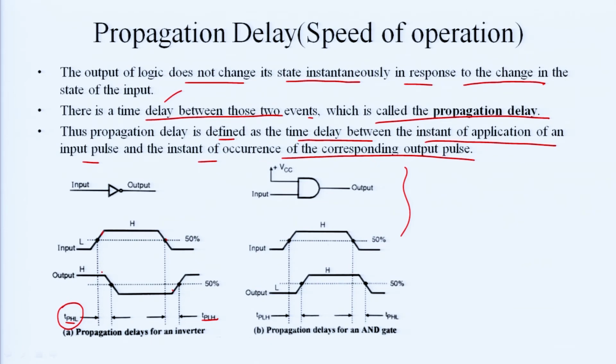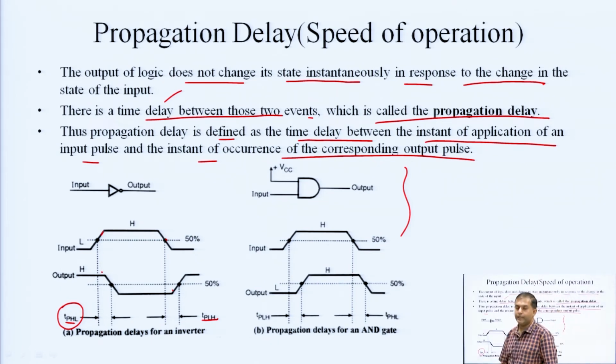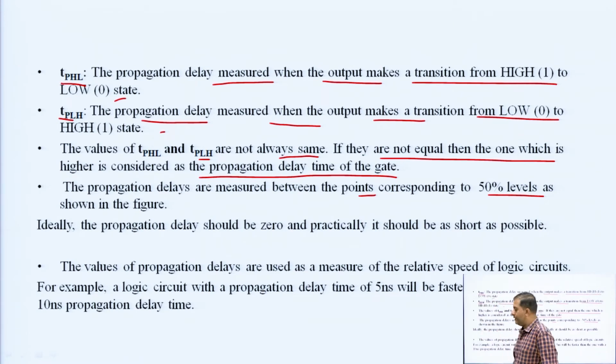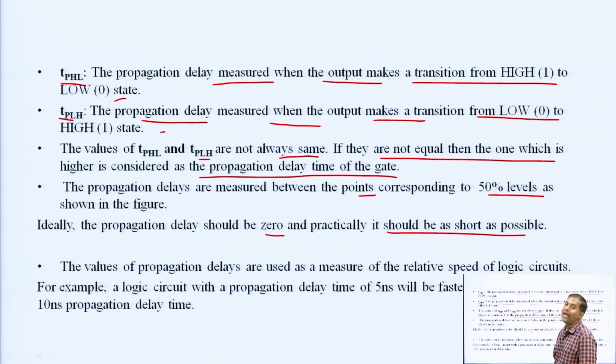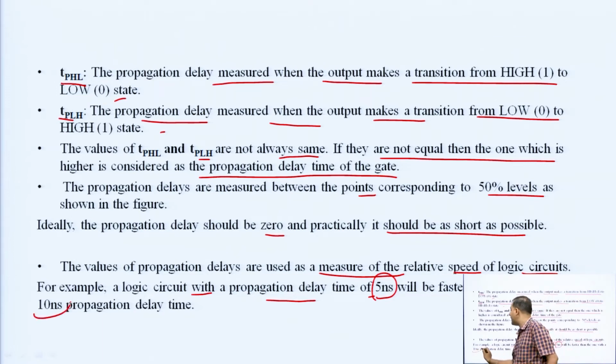You can check it out. We have taken the 50% level and with respect to that we have designed it. Ideally, the propagation delay should be 0 and practically it should be as short as possible. The values of propagation delays are used as a measure of the relative speed of the logic circuits. For example, a logic circuit with a propagation delay time of 5 nanosecond will be faster than the one having a propagation delay of 10 nanosecond. So, propagation delay should be as low as possible. Ideally, there should be no propagation delay, but practically it should be as low as possible.